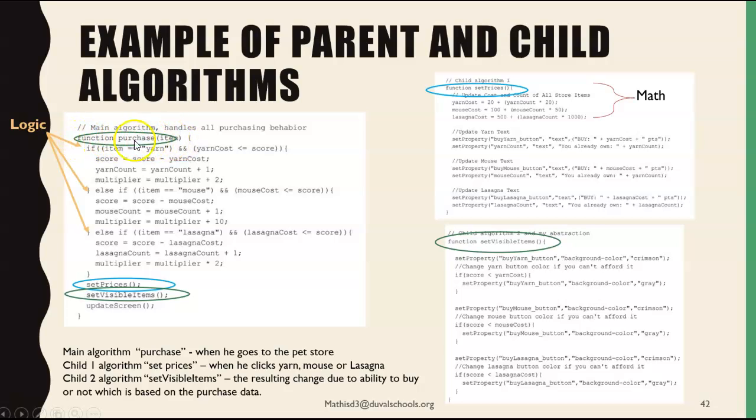The function is called purchase item, or purchase, and then in parentheses they've got the item. The two child ones are set prices, which is right here, and set visible items, which is right here. So this parent is holding on to these two child things in order to get an overall score. And you can know that because here's the beginning of the bracket, and it goes through, here's the ending of that bracket, and it's housing the two child algorithms.